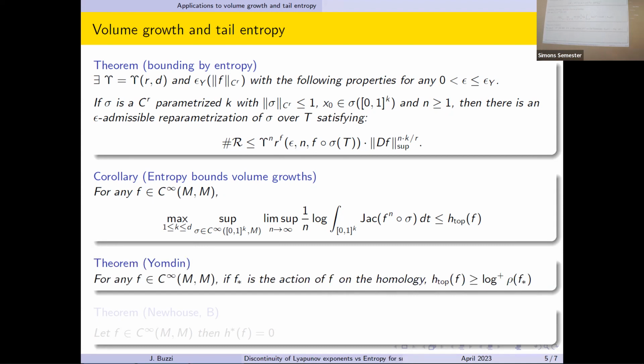Why? Because the growth of volume bounds the homological growth, and this was Shub's conjecture, at least Shub conjectured it for any C^1 map. And Yomdin in this way got a proof for any C infinity map.